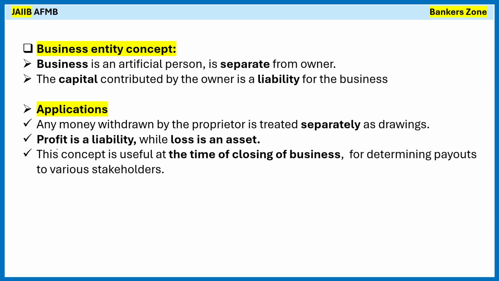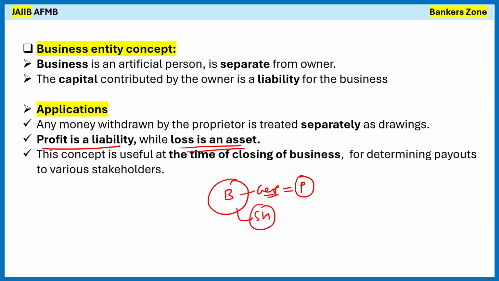Now, profit is a liability when loss is an asset. How can we say that profit is a liability? From a business point of view, if a business generates profit, who will enjoy that profit? That profit must be given to the shareholders in the form of dividend, right? So we have to pay it back. That's why we can say the profit is a liability.